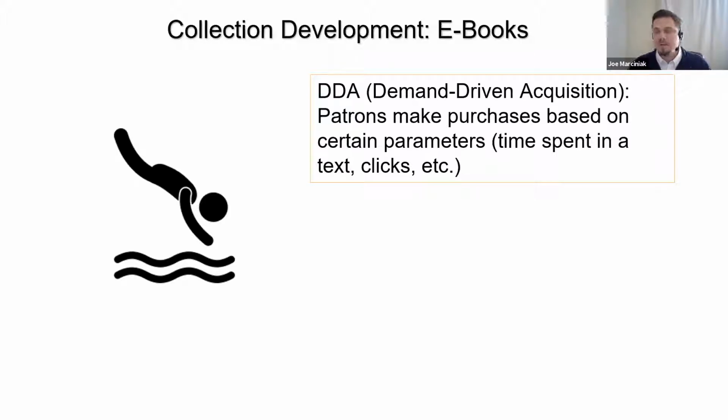So you would load records into your catalog provided by a vendor, and then based on certain criteria or parameters like how long they spend in an ebook, how many clicks, that would actually trigger a purchase for the library. So here you're directly involving your patrons with collection development.